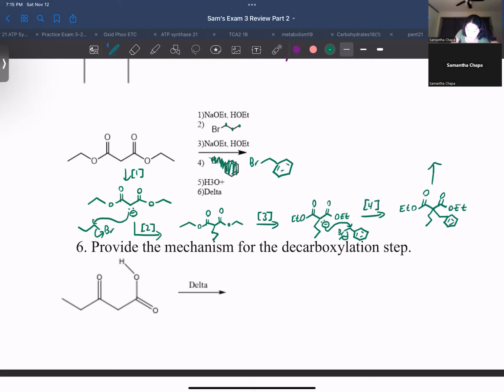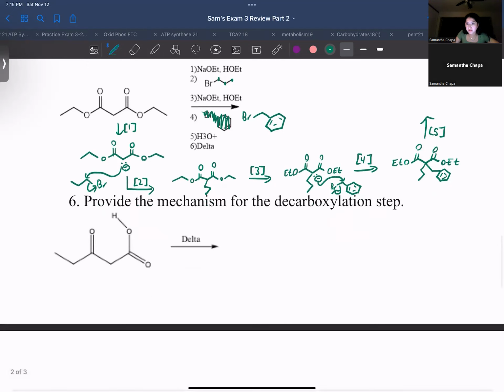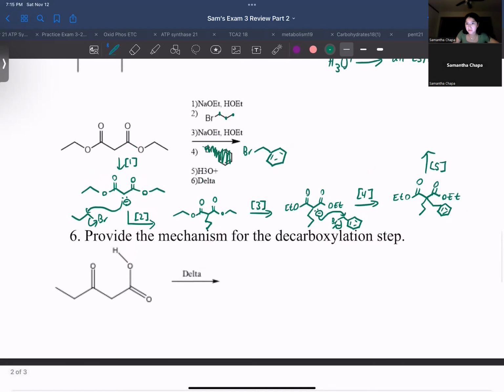Cool. Step number 5 is H3O+. And so for H3O+, we should know that we are going to be creating carboxylic acids. All esters convert. I don't know if you guys can see that. That's the answer for that one.